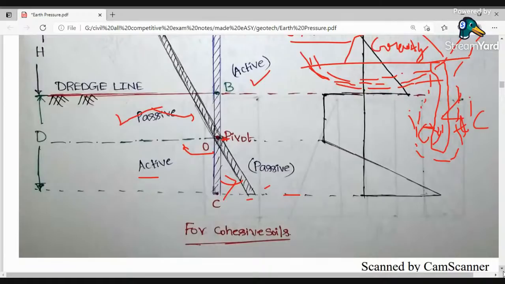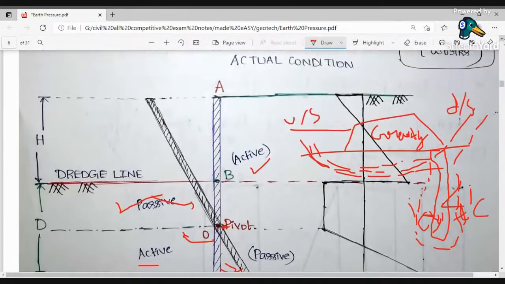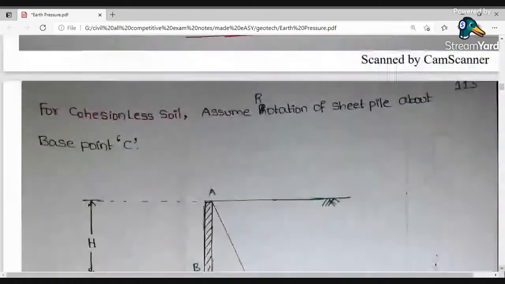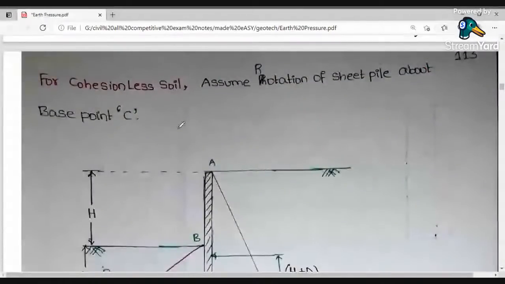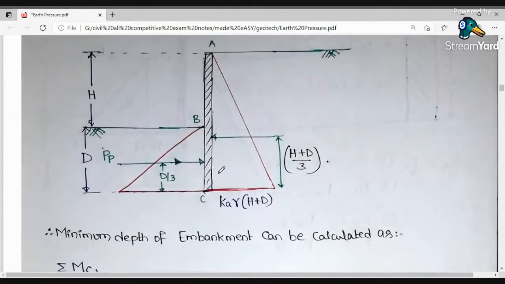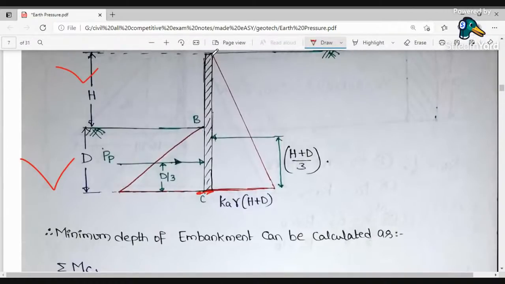That is why for cohesionless soil, the active and passive pressures are active, passive, active, passive. These four stages happen in the case of cohesionless soil. So for analyzing the sheet pile wall, we always assume rotation of the sheet pile about the base point C. So it is the depth of the dredge line, and this is the height from the ground level to the top of the sheet pile.